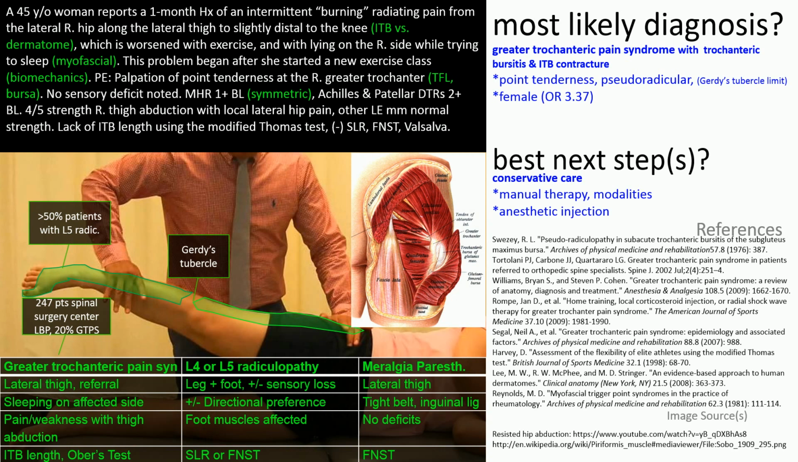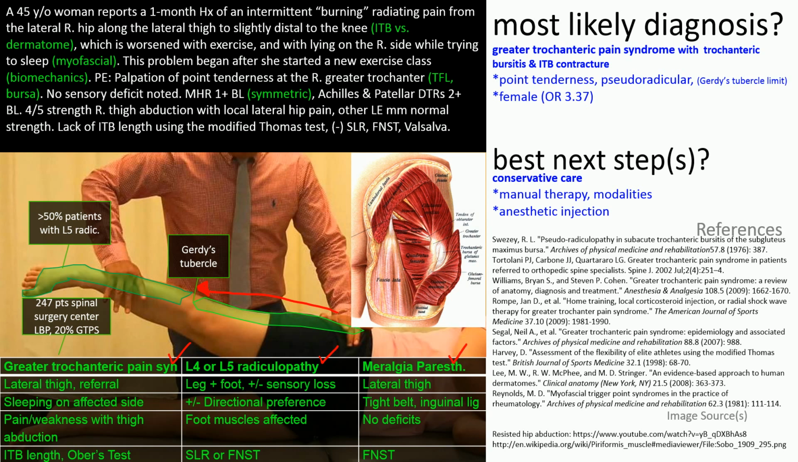The pain pattern in this case, going down the thigh and stopping just beyond the knee, doesn't really help you very much because there's actually 3 conditions that have this similar pain pattern. One of them is greater trochanteric pain syndrome. L4 and L5 radiculopathy can look like this, as well as neuralgia paresthetica.